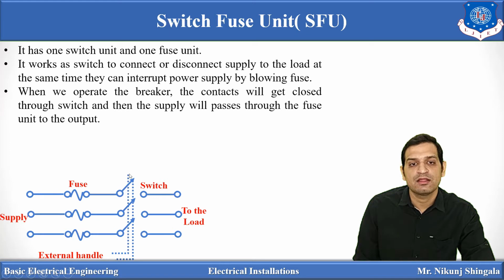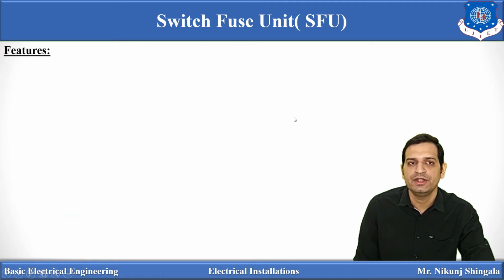When we operate the breaker, there is an external handle. The contact may get closed through the switch and then supply will pass through the fuse unit to the output, to the load. Under normal condition, the switch will be in on condition, but under abnormal condition the fuse may melt and the load can be disconnected from the supply. So the external handle is provided to manually disconnect the load from the supply, and it can also disconnect automatically when an abnormal condition occurs.